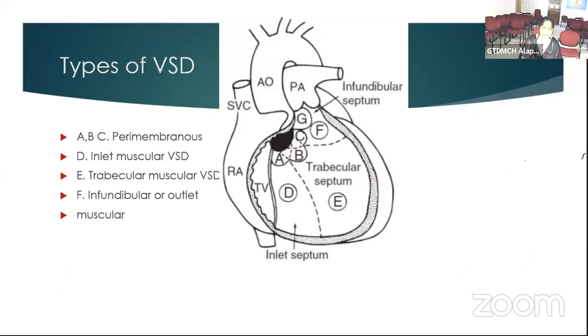Now, based on the site of the defect, VSDs can be classified into perimembranous. In this diagram, A, B, and C are perimembranous defects. A perimembranous defect is actually a defect in the membranous septum which extends into the muscular septum. And 70% of VSDs are perimembranous. Then inlet muscular VSD, that is in this picture, D is inlet muscular VSD, trabecular muscular VSD, that is E, and F is infundibular or outlet muscular VSD. Infundibular VSD is also called subpulmonic or supracristal VSD.